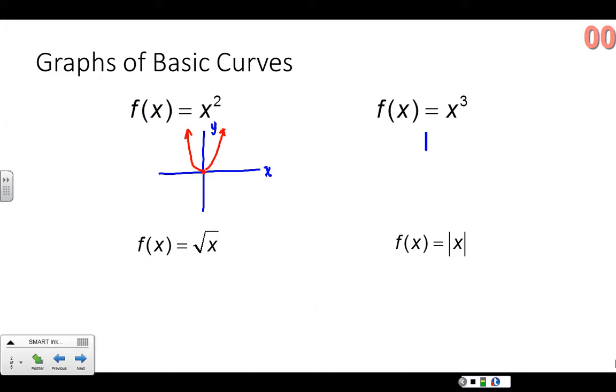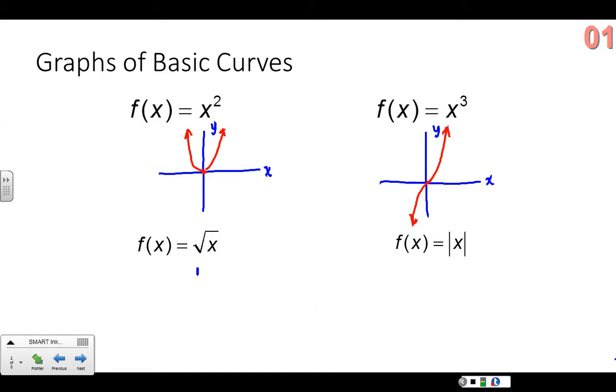The cubic function, y equals x cubed, we know is the Superman curve. We go up and away on the right side. It comes through the origin and goes down on the left side.